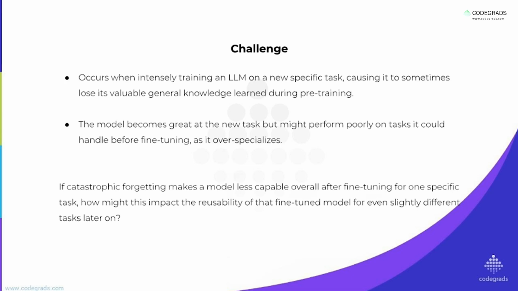So, if catastrophic forgetting makes a model less capable overall after fine-tuning for one specific task, how does this impact its reusability? It significantly reduces it. If the model has forgotten how to do other things, you can't easily repurpose it for even slightly different tasks without further and careful retraining. This is one reason PEFT methods, which freeze most parameters, are so attractive. They help mitigate this issue.